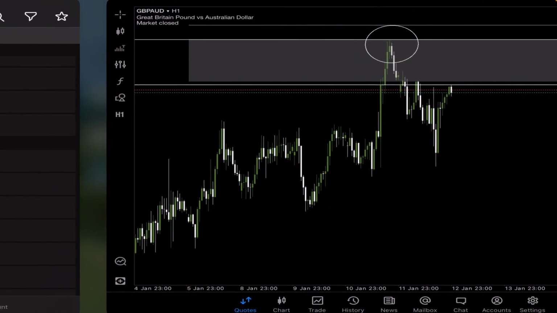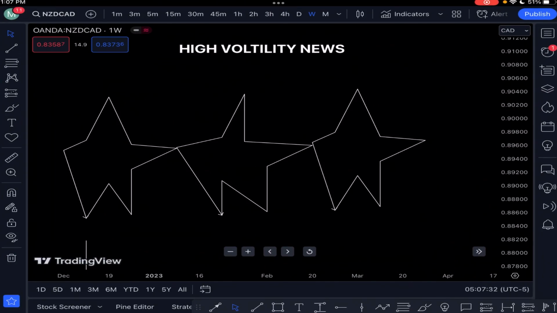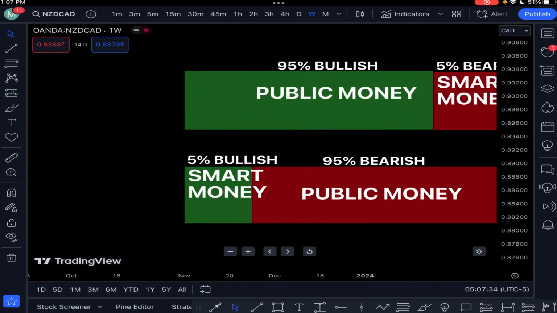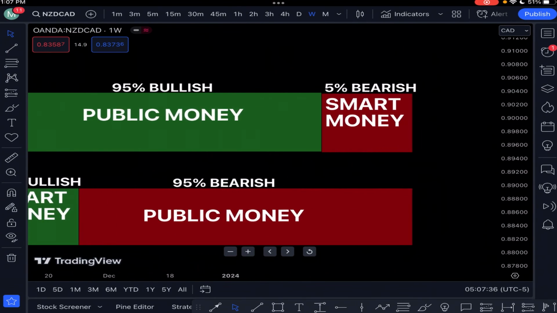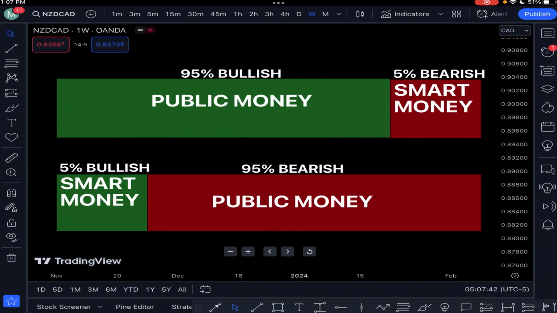A simple recap before I shift to some other things. So what you do, you go to myfxbook.com, you do your sentimental analysis. You're looking at anything trading from up to down, in terms of percentage. Public money against smart money. Smart money is the least percentage. The public money is the highest percentage of traders.